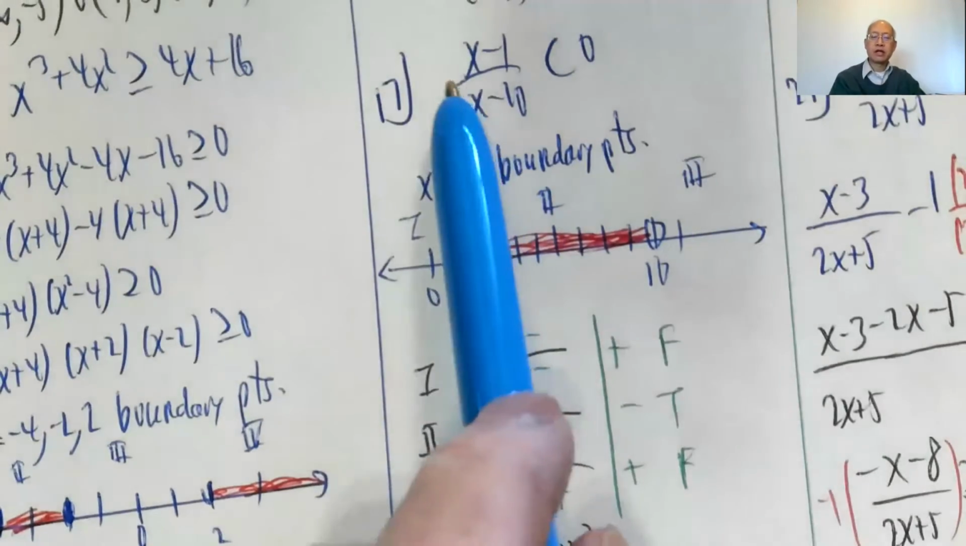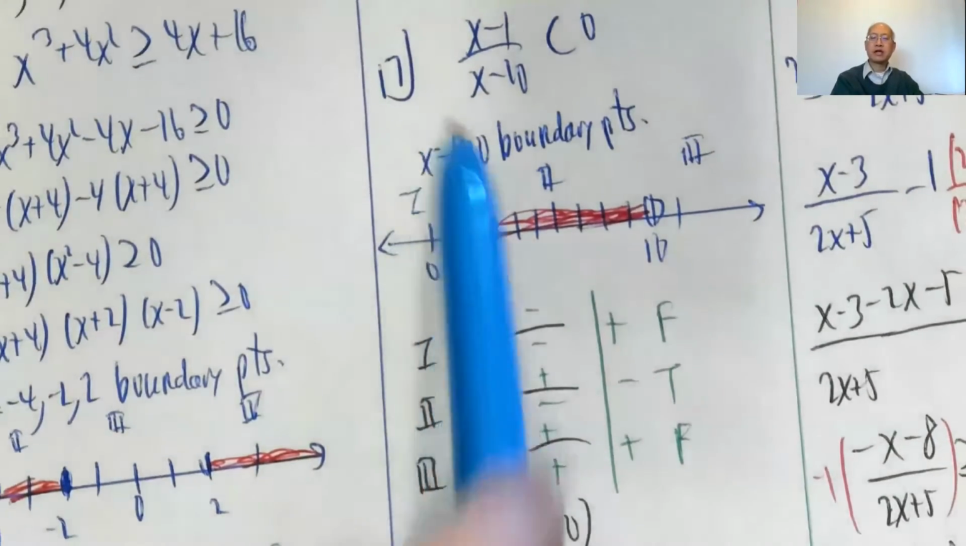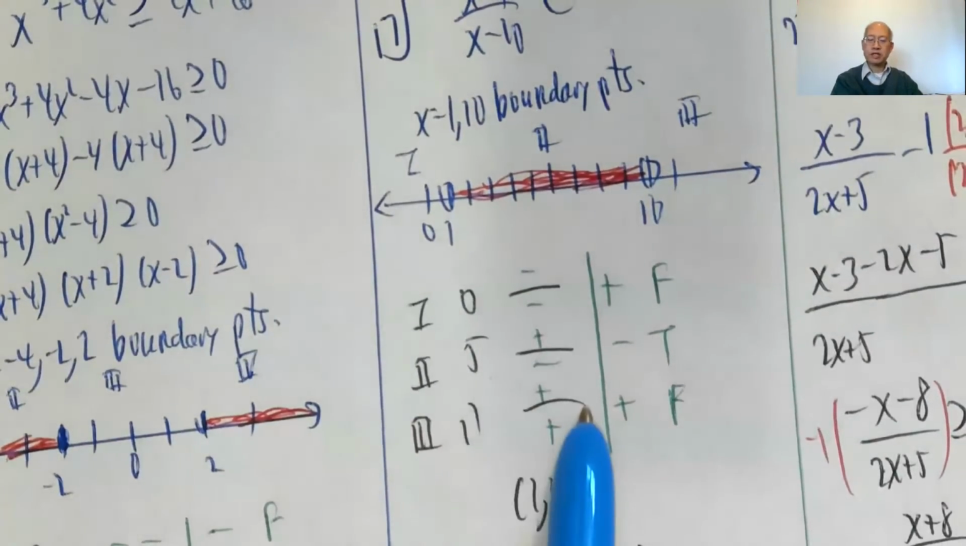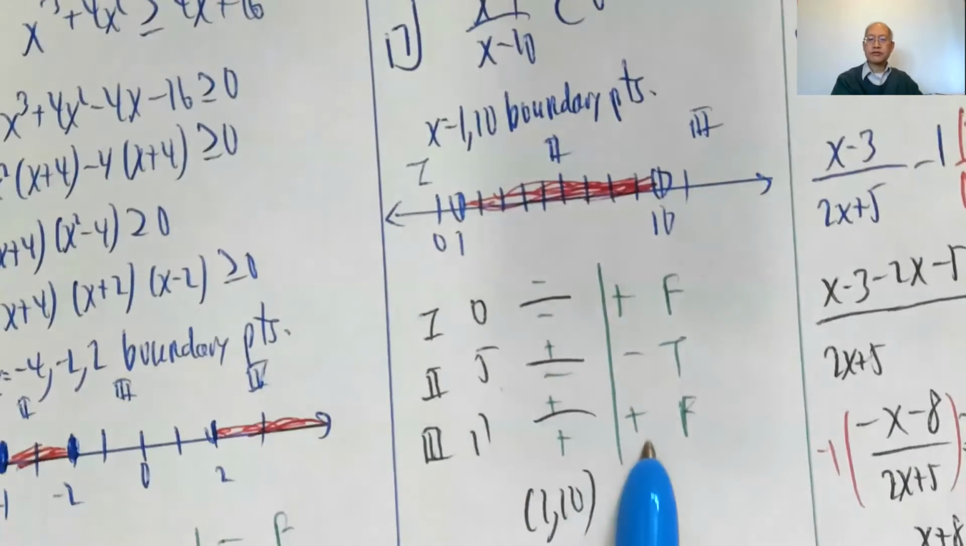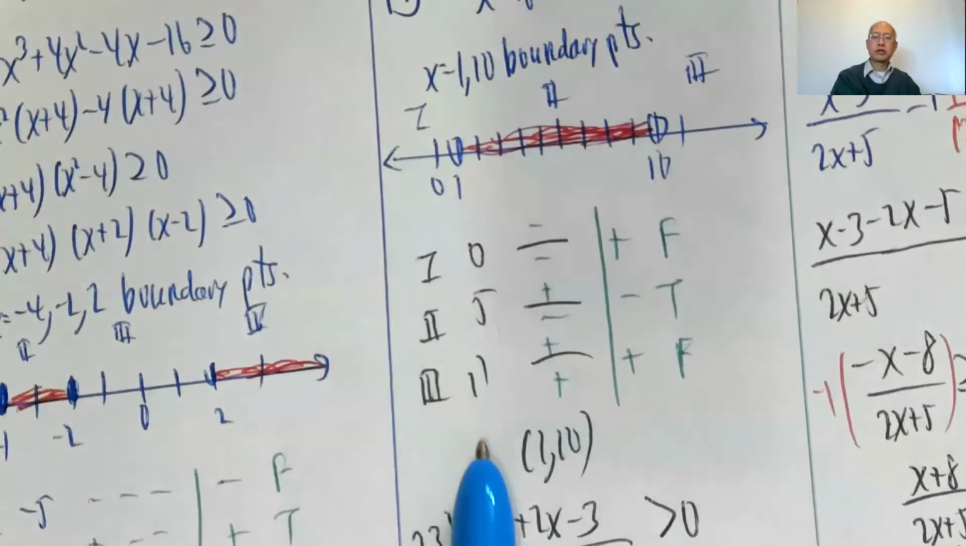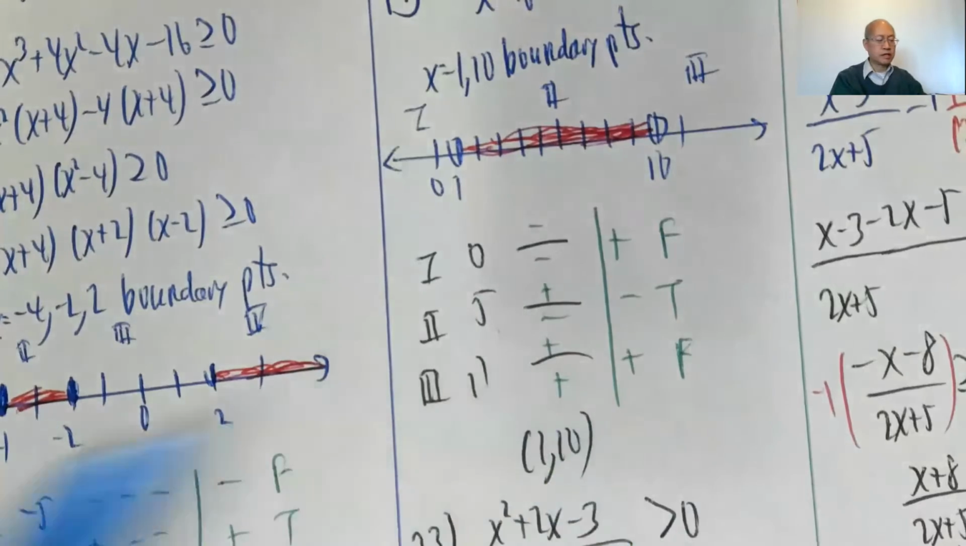And region 3, 11. 11 minus 1, positive. 11 minus 10, positive. Positive divided by positive, positive. Positive less than 0? No, that's false. Do not shade in region 3. So my solution set is parenthesis 1, 10 parenthesis.